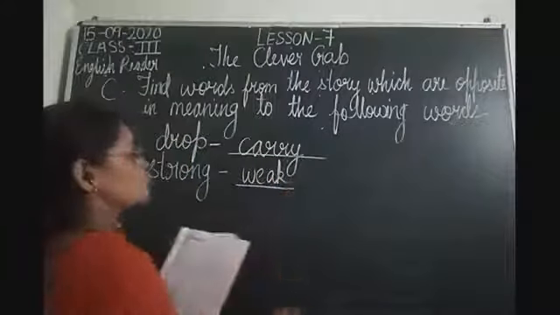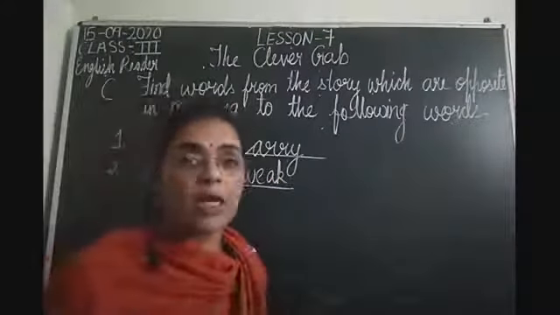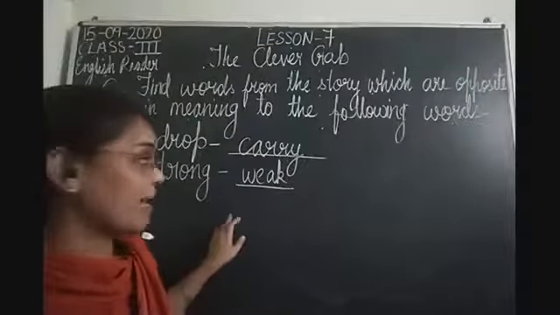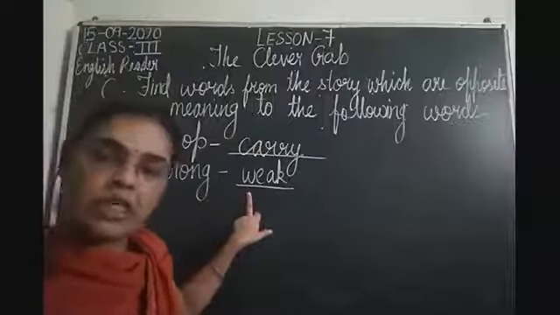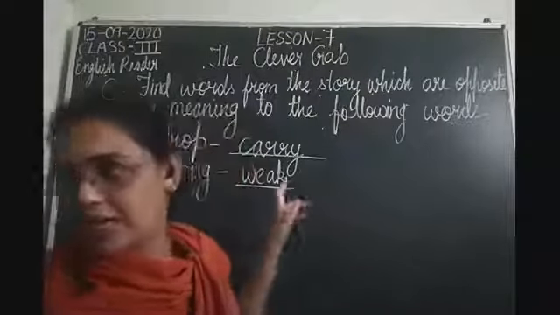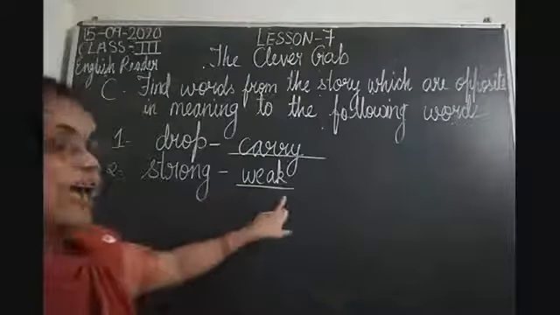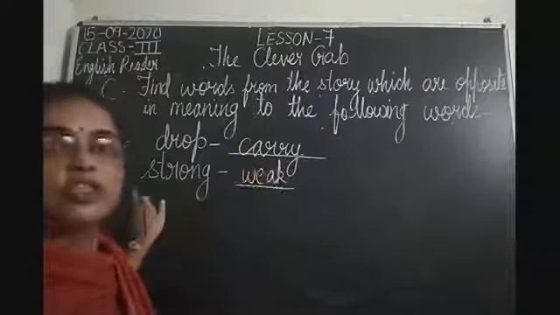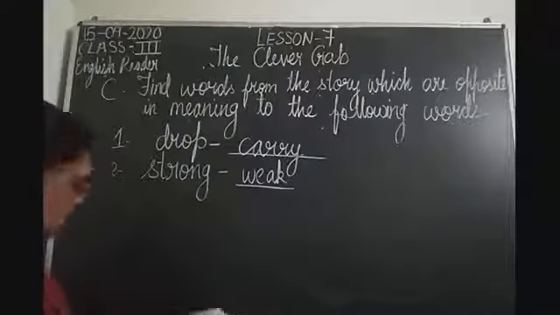W-E-A-K, weak. Children, there are two weak. One weak is the one from weekdays, that is W-E-E-K. But the weak that is the opposite of strength, that is W-E-A-K, weak. So, drop, carry, strong, weak.